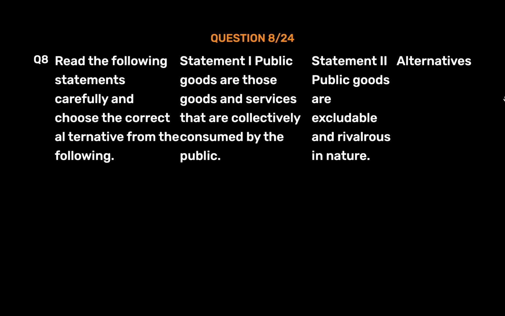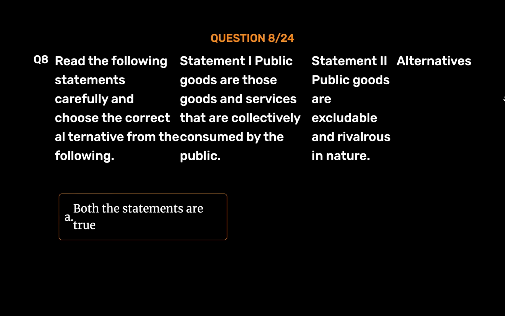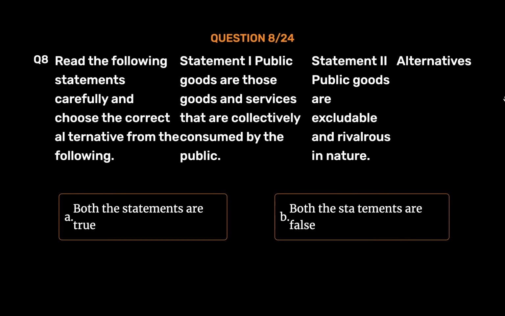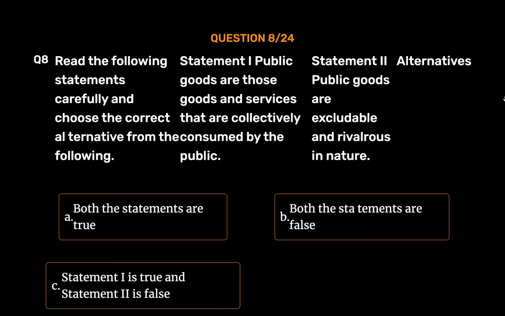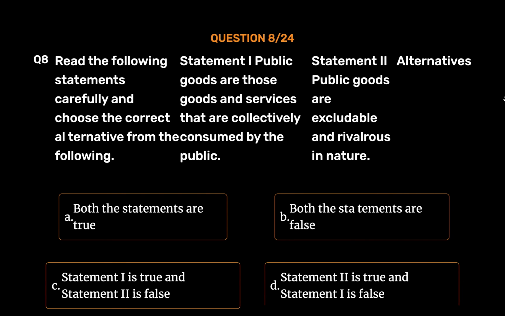Question number 8. Read the following statements carefully and choose the correct alternative from the following. Statement I. Public goods are those goods and services that are collectively consumed by the public. Statement 2. Public goods are excludable and rivalrous in nature. Alternatives. Option A. Both the statements are true. Option B. Both the statements are false. Option C. Statement I is true and Statement 2 is false. Option D. Statement 2 is true and Statement I is false.